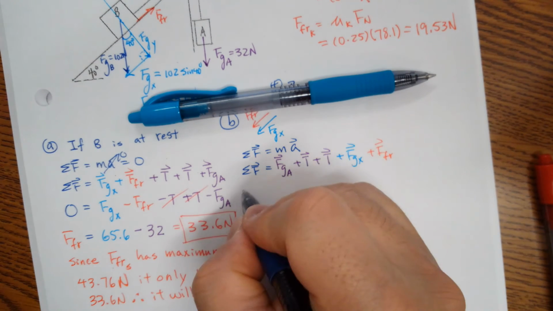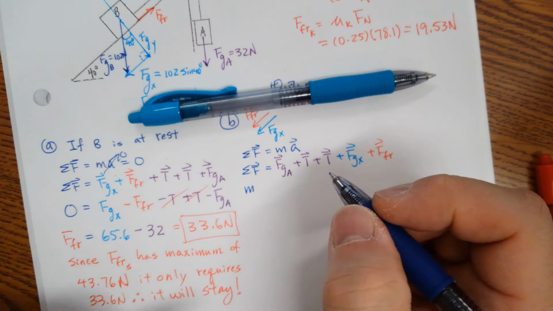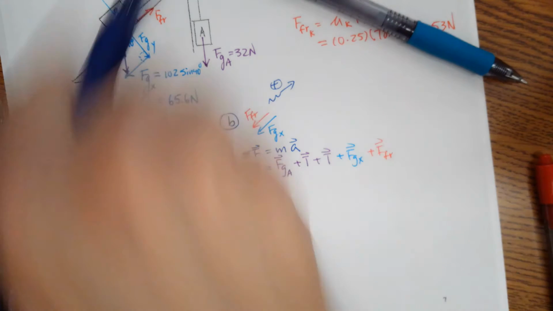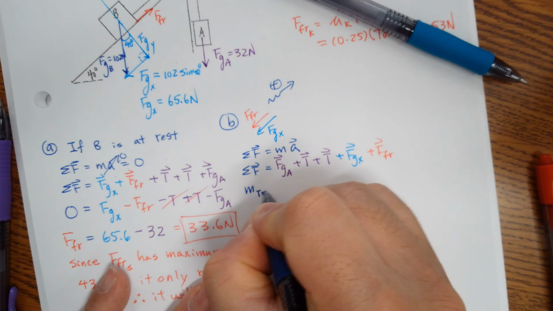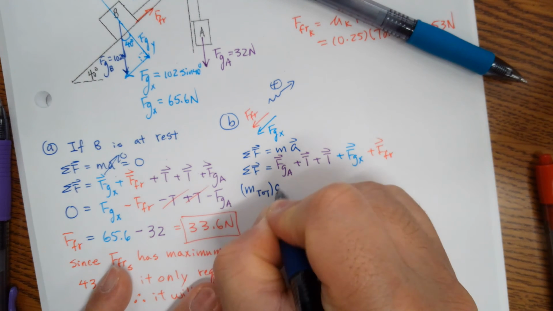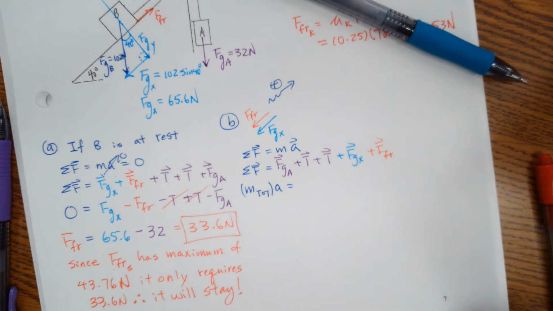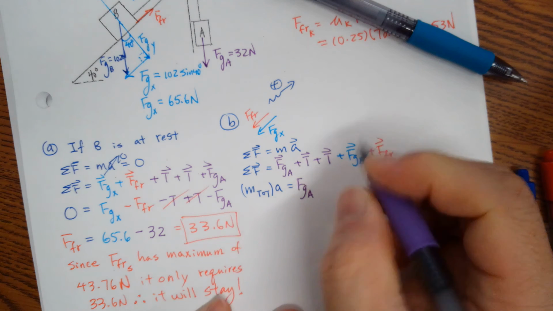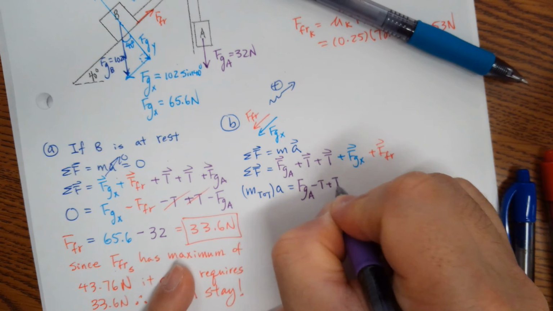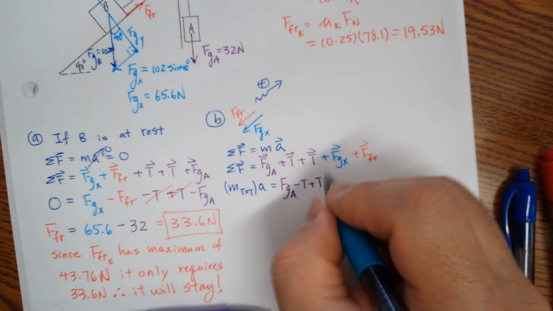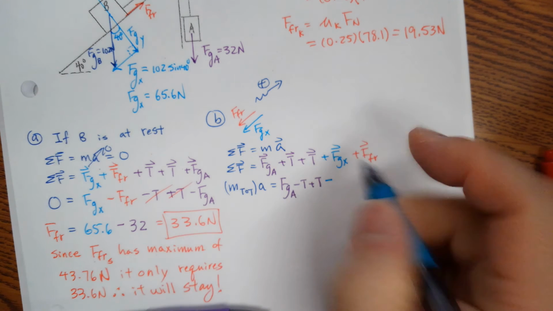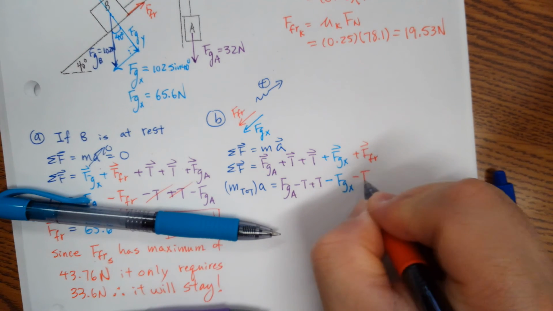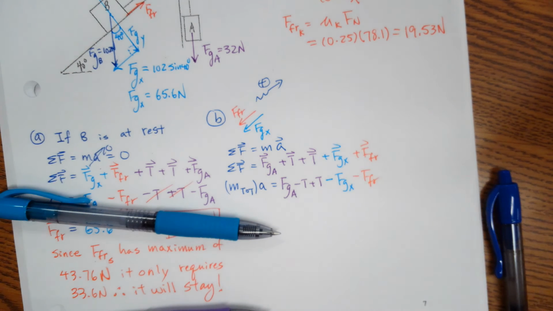However, when I set them up, ma, this m is the mass of the whole system, basically. So mass total times A is equal to FGA, which is positive, minus tension plus tension, FGX is negative, minus friction. Okay?